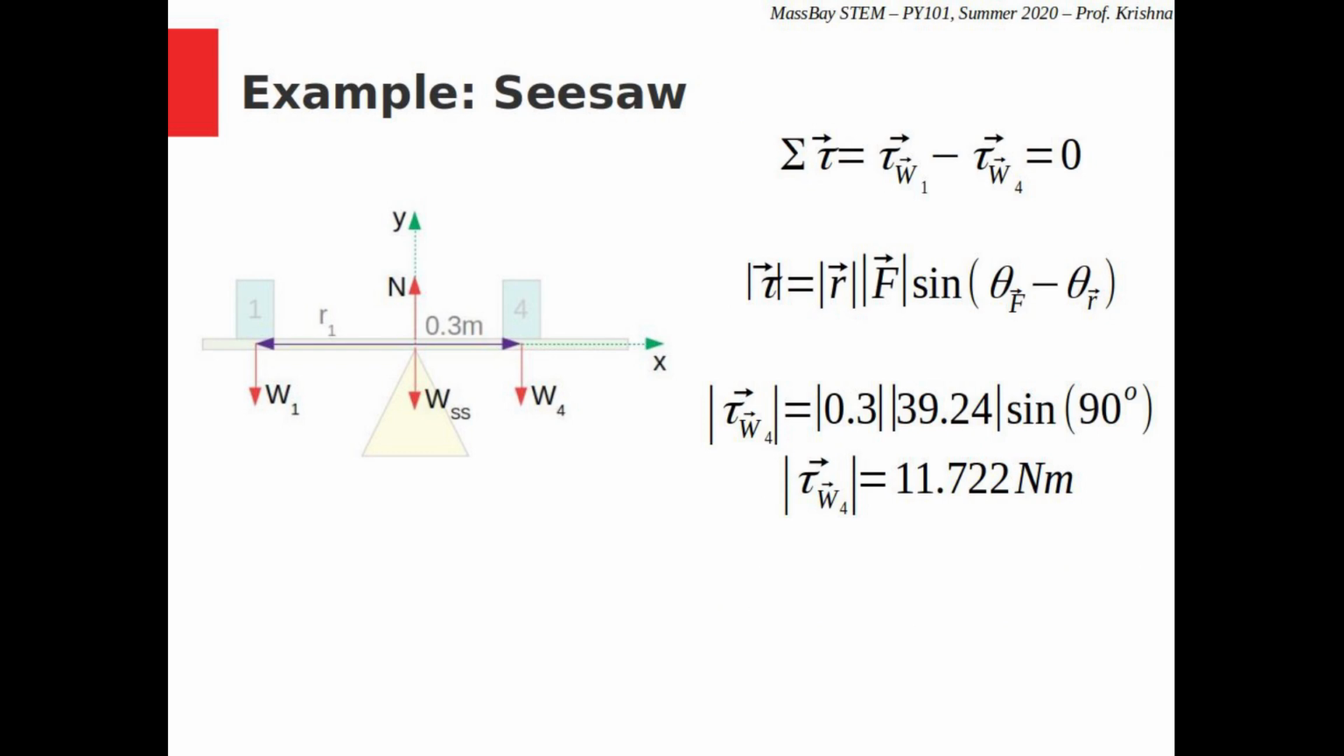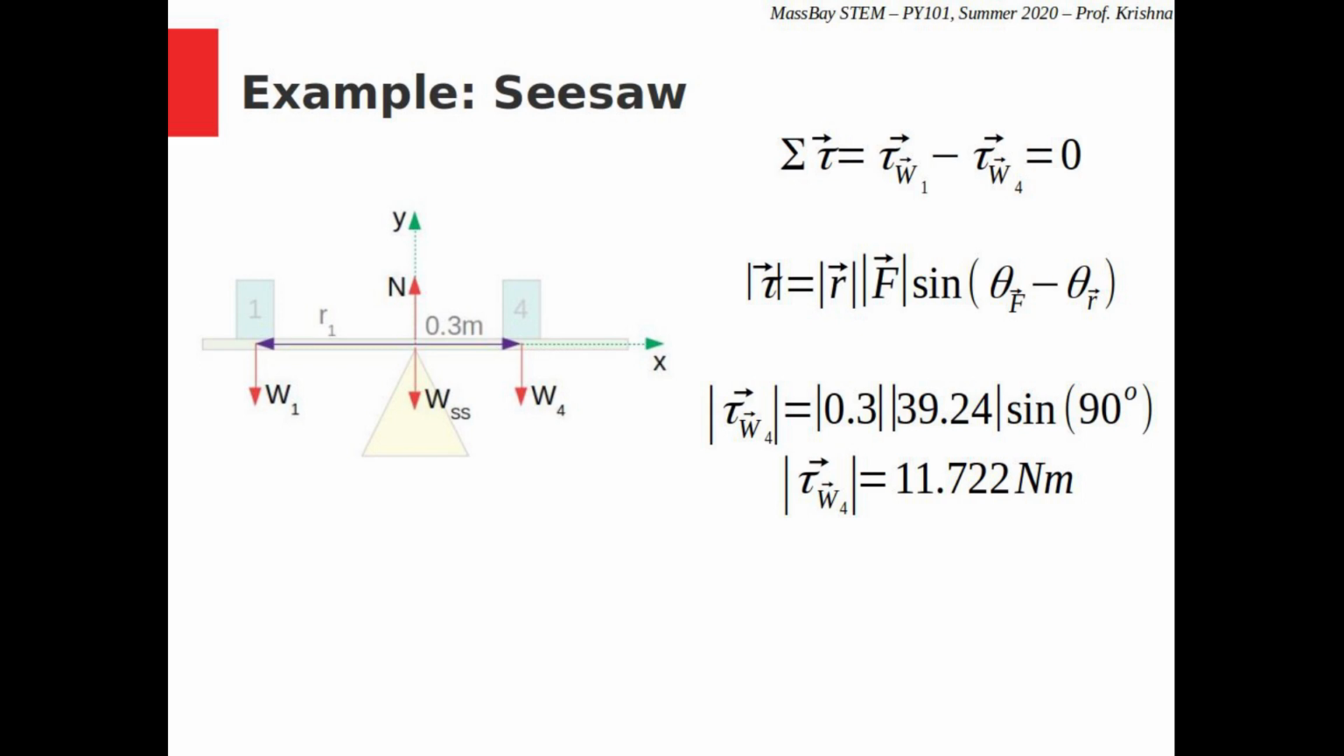Now, to solve for the distance from the fulcrum to the 1-kilogram mass, we need to solve the torque balance. The 4-kilogram mass exerts a weight of 39.24 newtons. The force is located 0.3 meters from the fulcrum. The angle between its weight and the lever arm is 90 degrees. So its torque is 0.3 times 39.24 times the sine of 90 degrees. That works out to 11.772 Newton meters.